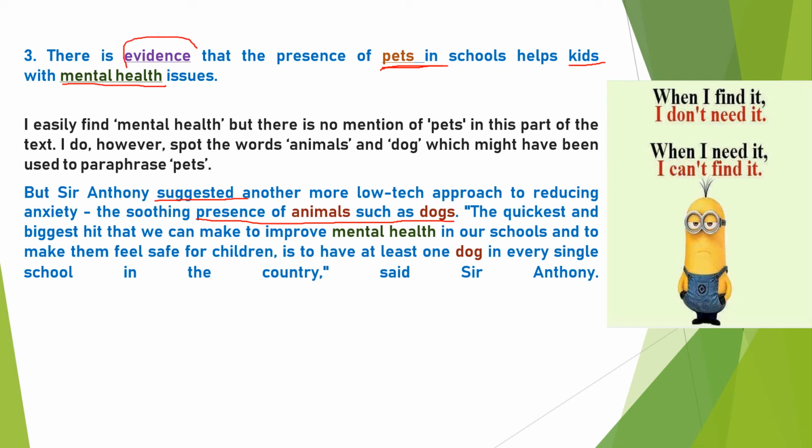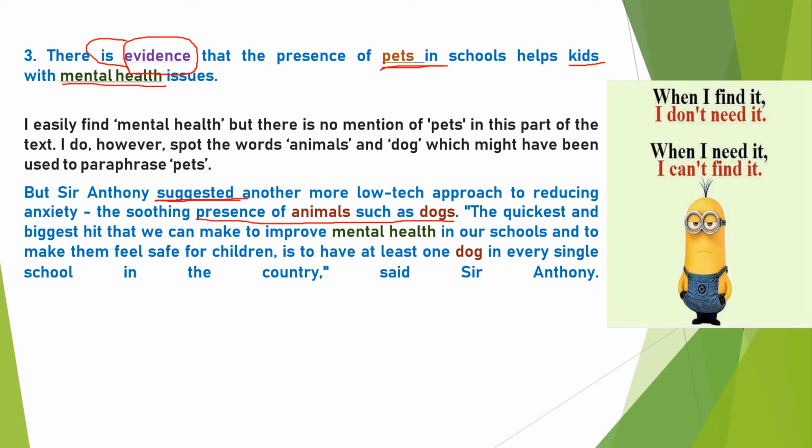But what we have here in the question is that there is evidence. So they are clearly saying that there is some scientifically proven evidence that the presence of pets helps with mental issues. But here it is saying Sir Anthony suggested. He is just giving a suggestion, just making a point of view, his viewpoint that the presence of animals such as dogs could reduce anxiety.